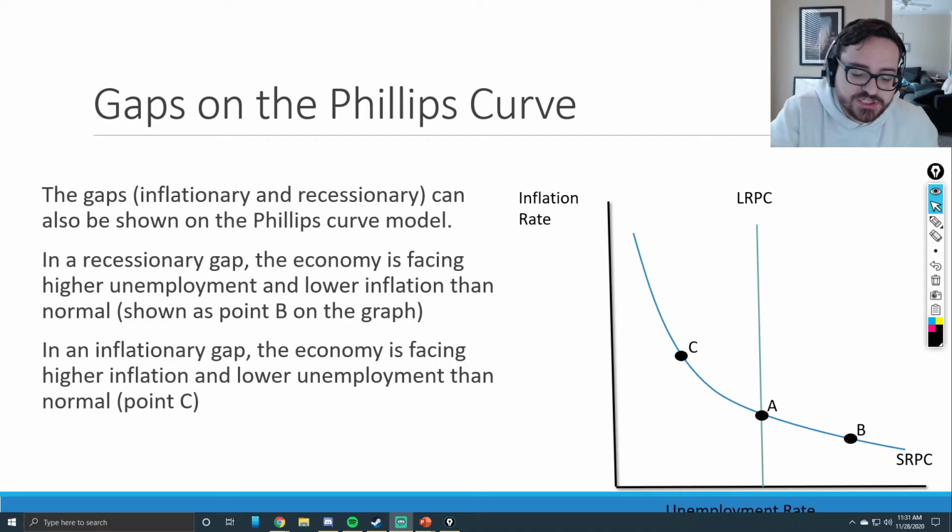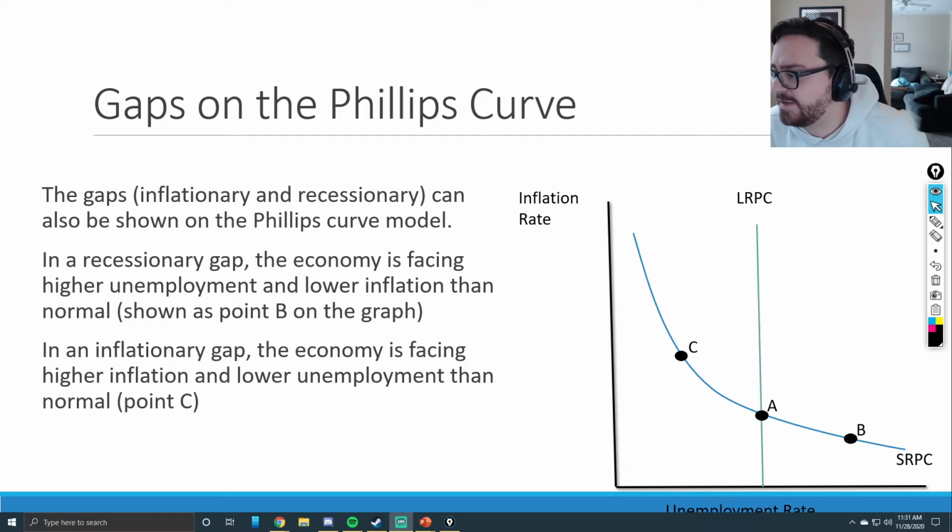If you're in a recession, it means that your unemployment rate is higher than what it's supposed to be. Well, cool, unemployment is my X value on this graph. So if my unemployment's higher than what it's supposed to be, and LRPC is what it's supposed to be, then my recessionary gap would be over here. Point B. So point B on this Phillips curve is a recession.